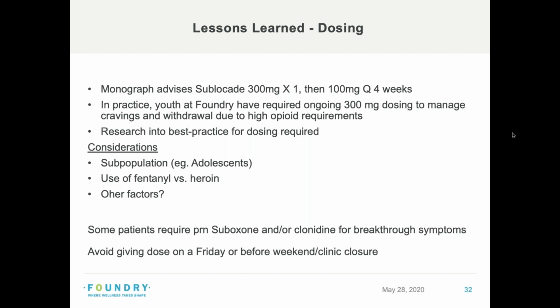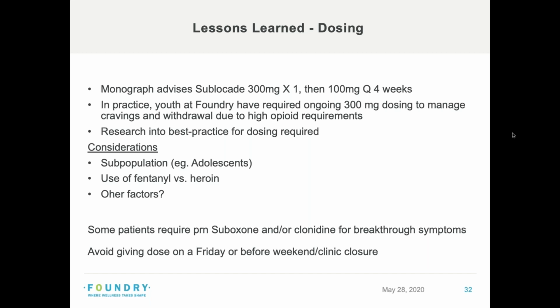It's hard to know why that is because there hasn't been a lot of study. Our youth tend to have very high opioid requirements. And I think some of that may just be the difference of research being done on this drug using a heroin population versus fentanyl. But that's just me trying to extrapolate a reason for this.